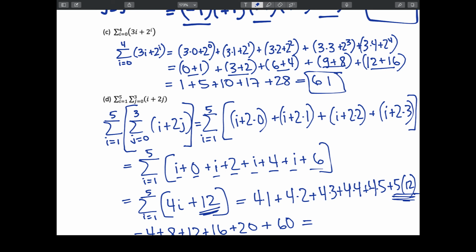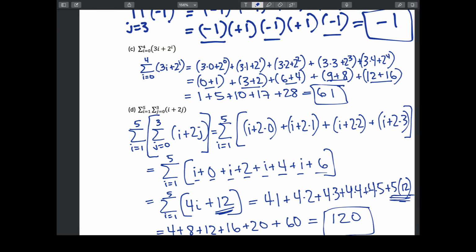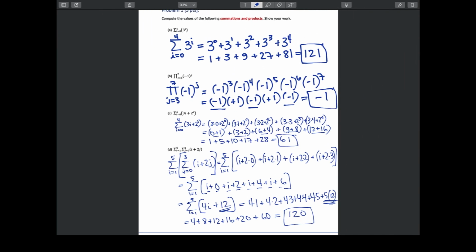And what that gives us, if we add it all up, let's see, we've got 4 plus 8 is 12, plus another 12 is 24, plus 16 gives us 40, plus 20 is 60, so we end up with 120 once we add the 60 in. Okay, and that's it for problem 1.